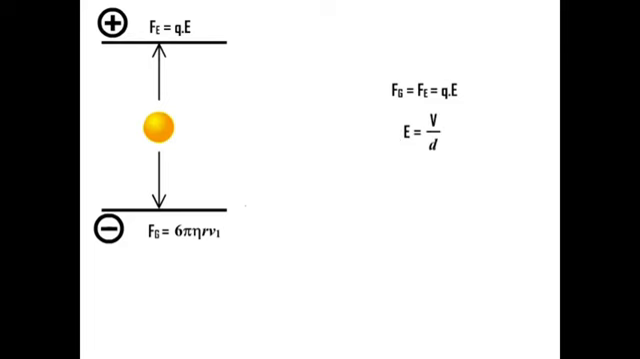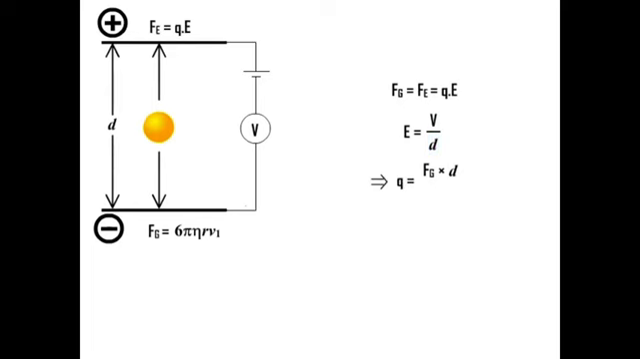Now E equals V divided by D, where V is the voltage applied across the plates and D is the distance of separation between the plates. This implies Q equals Fg times D divided by V. All the quantities over here are known, so Q can be calculated.